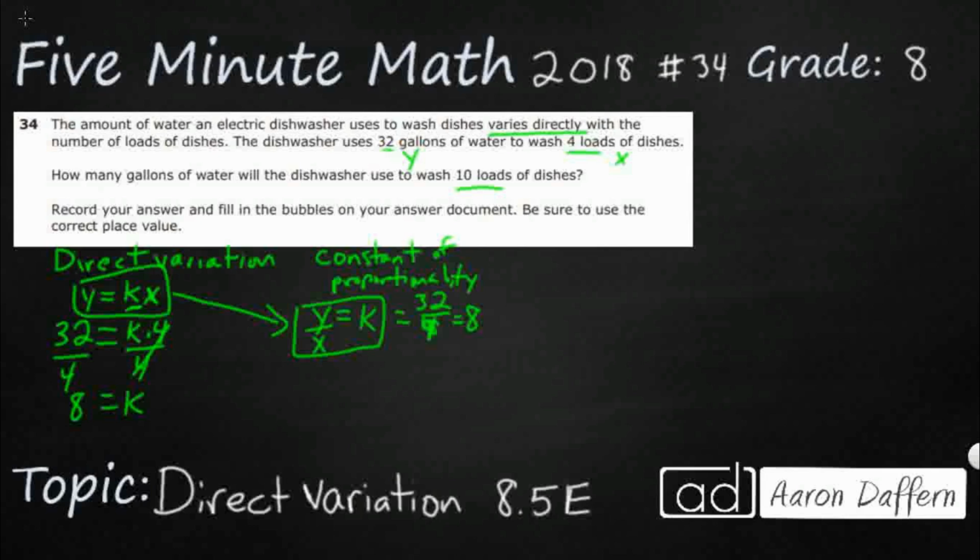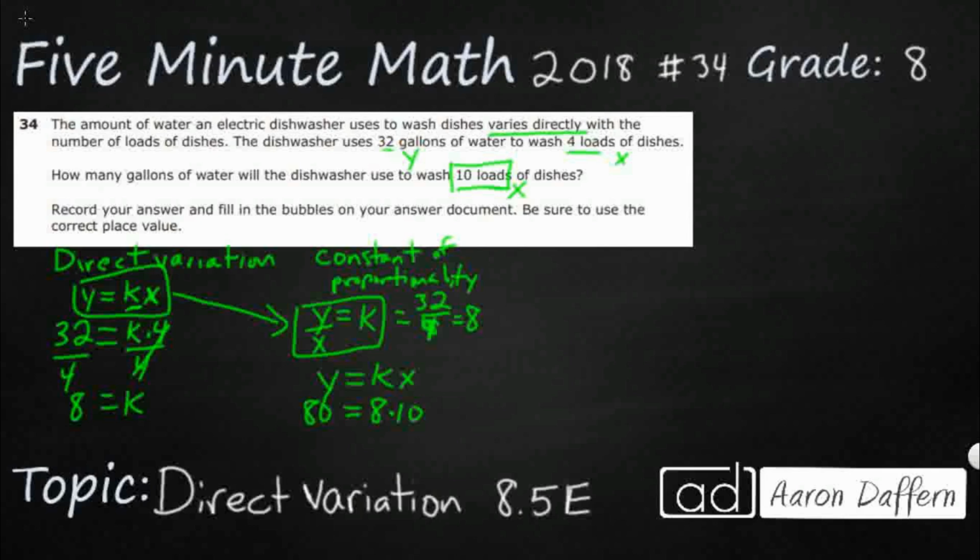Okay, so our loads of dishes, remember, is our x, right? So let's just plug that into a new equation. y equals kx. And now we know that our k is 8. And we know that our new x, that's our independent variable, is 10. Well, that's easy. That's 80.